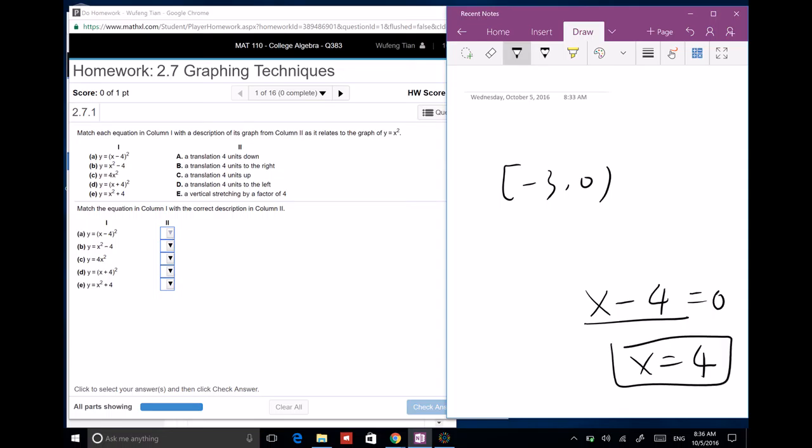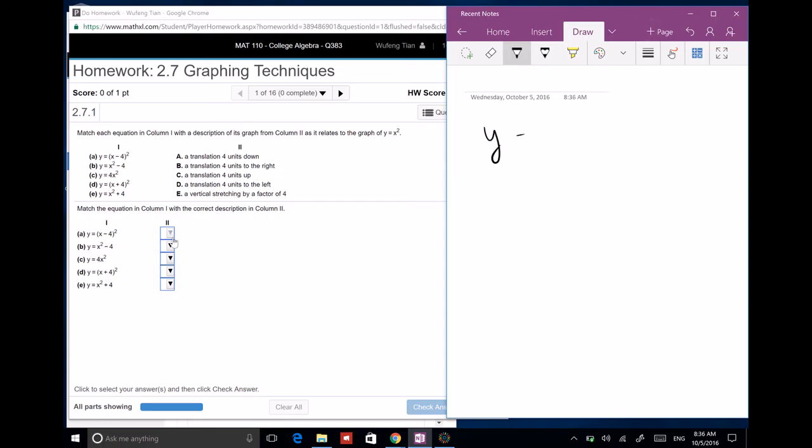Okay, first one, let's just say it. y equals (x minus 4) squared. What do you need to do? x minus 4 equals 0, x equals 4. This means 4 units to the right. It's positive 4, right? Positive 4 is on the right hand side. So 4 units to the right, so it's B.